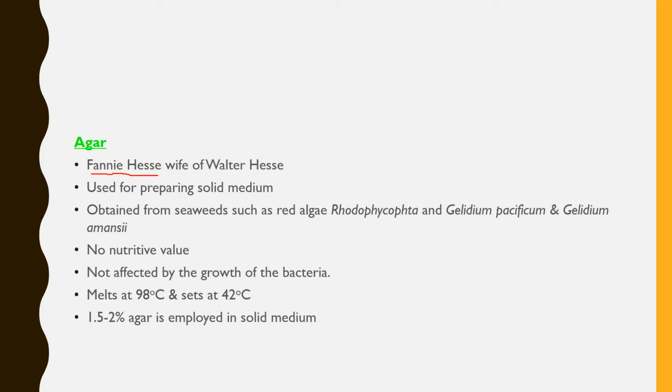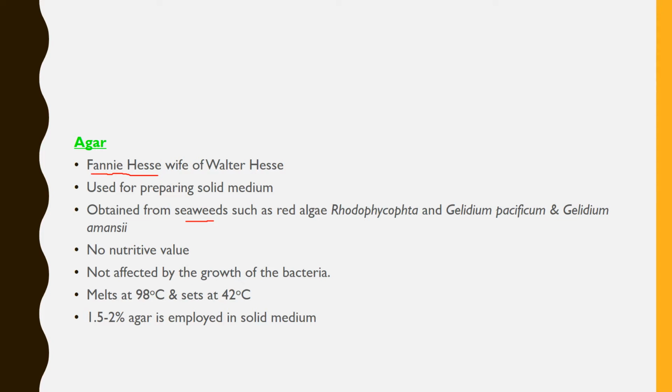So from where do we obtain agar? Agar is obtained from seaweeds, red seaweeds, also known as red algae, of the species Rhodophycophyta, Gelidium pacificum and Gelidium amansii. Agar has no nutritive value, so it can't be utilized by microorganisms, but there are some microorganisms which can utilize agar, like Pseudomonas and Vibrio cholerae species.